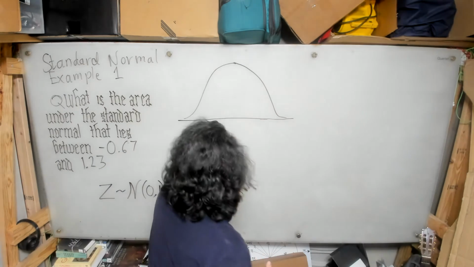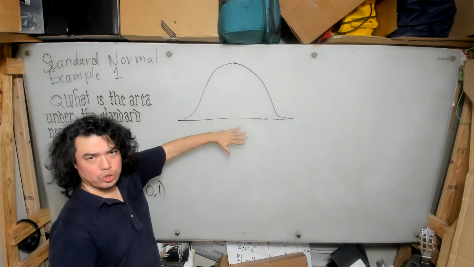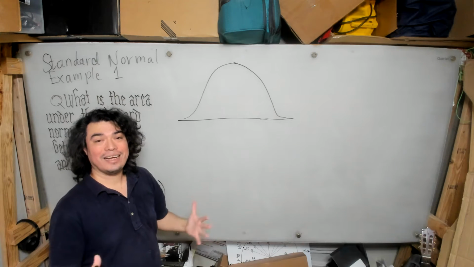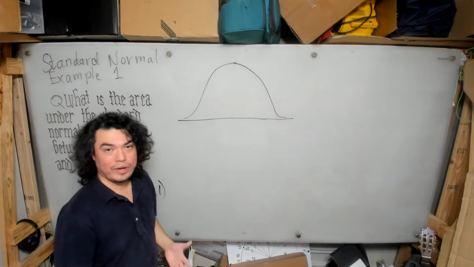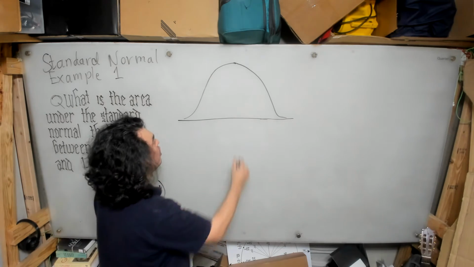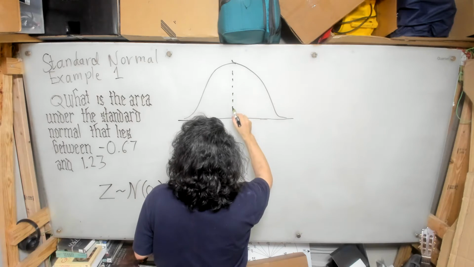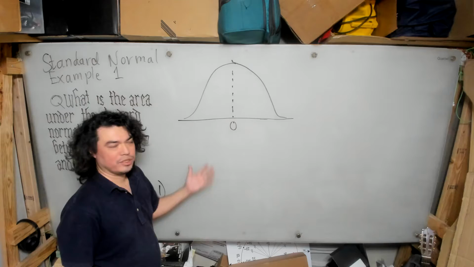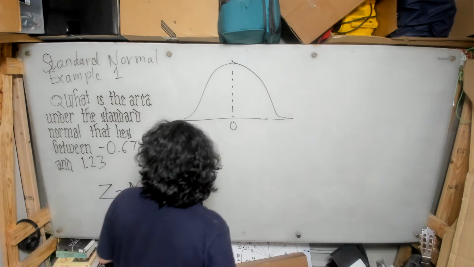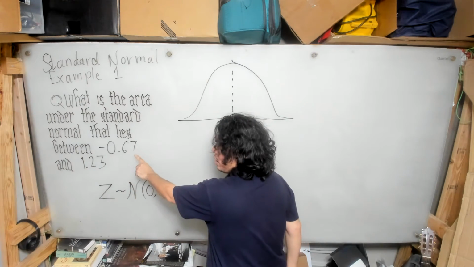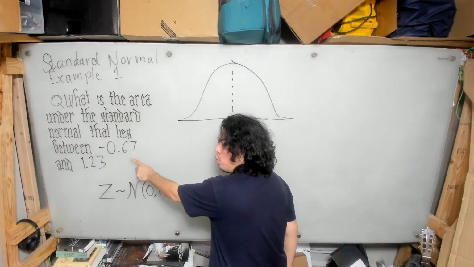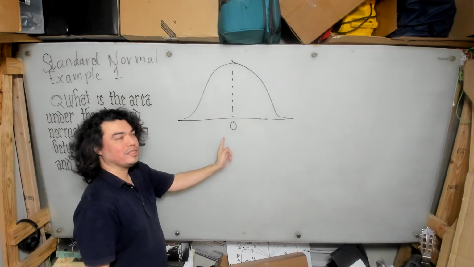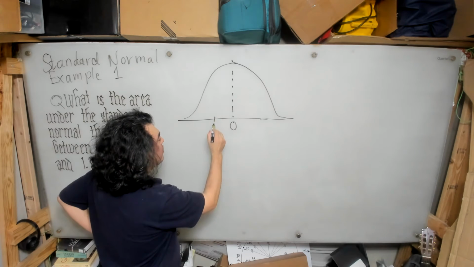Now, this is the standard normal random variable. So we know that the mean is exactly in the middle, and in this case, because it's the standard normal, the mean is 0. So right here, dead center, is the value of 0. Now we ask ourselves, where is negative 0.67? Well, if this is 0, negative 0.67 must be this way. So I'm going to say it's right here, let's say.